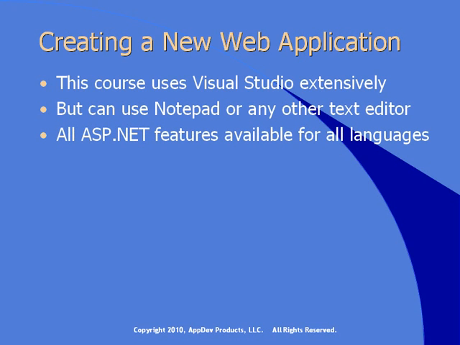And all ASP.NET features are available for all languages. You can use some 20 or 30 different .NET languages. The built-in languages are C# and Visual Basic, but you can use any supported .NET language to develop web applications using ASP.NET. So let's take a look at creating a new application using Visual Studio.